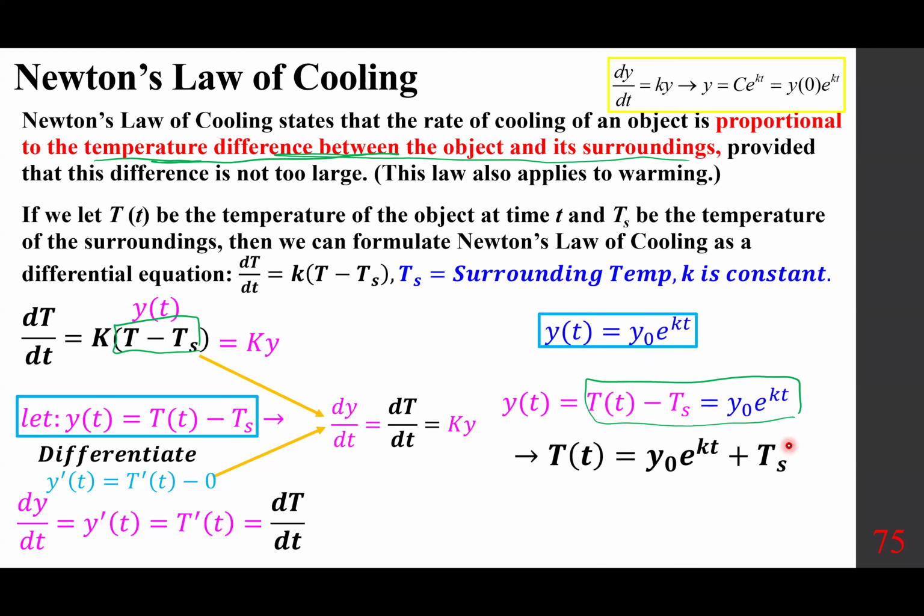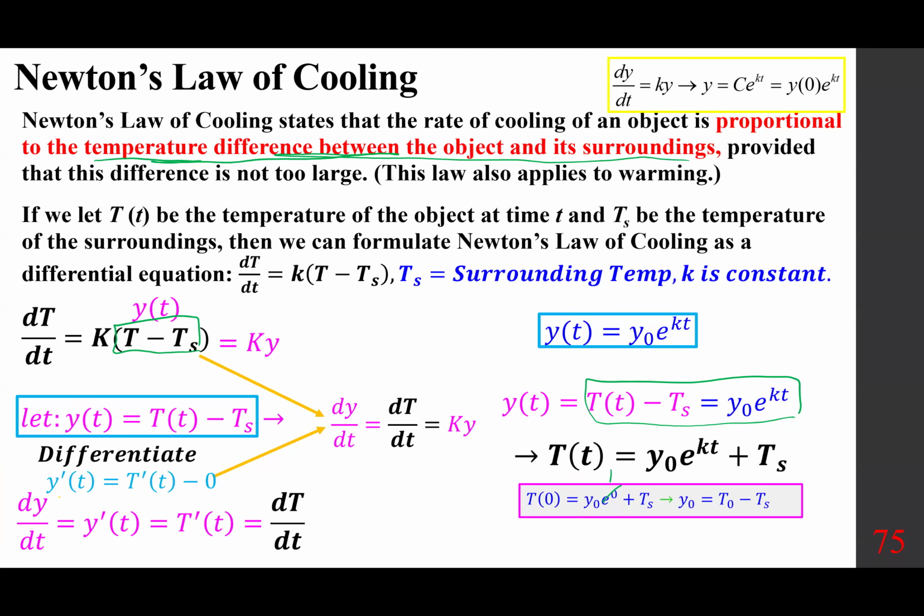At t equal to 0. So let both sides, let lowercase t be 0. So let's replace it with 0. When we do that, we get y sub 0 e to the power of 0 plus T sub s. As you know, e to the power of 0 is 1. So T of 0 is y sub 0 plus T sub s. So y sub 0 becomes T of 0. This is the same as T sub 0 minus T sub s. So I hope you can see that again.